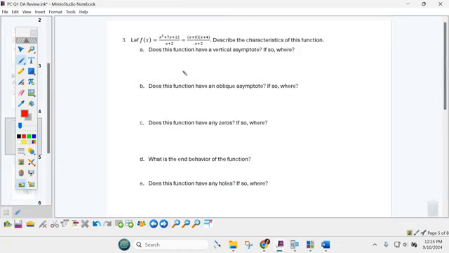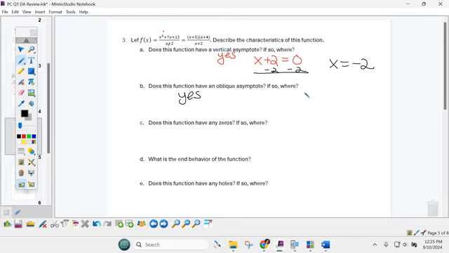All right, number 3. We've got this rational function. Does it have a vertical asymptote? Yes. That is whenever the denominator equals 0. That's when x equals negative 2. Does the function have a slant asymptote? So let me look at this original form. The degree of the numerator is bigger than the degree of the denominator. So yes, there is a slant asymptote.